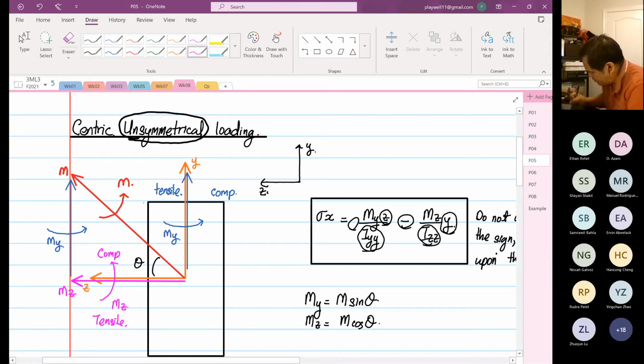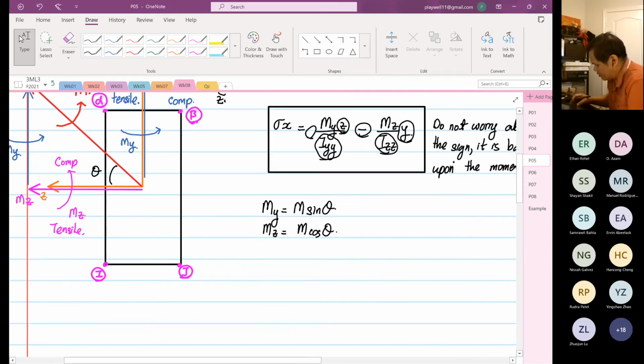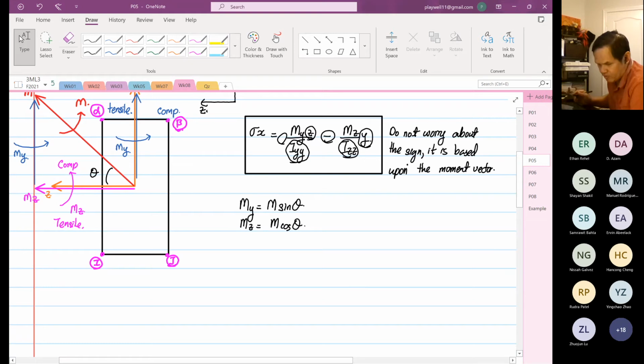So we're going to label these points as alpha, beta, I, and J. Okay, so we're going to write down here stress X alpha, stress X beta, stress X I, and stress X J.